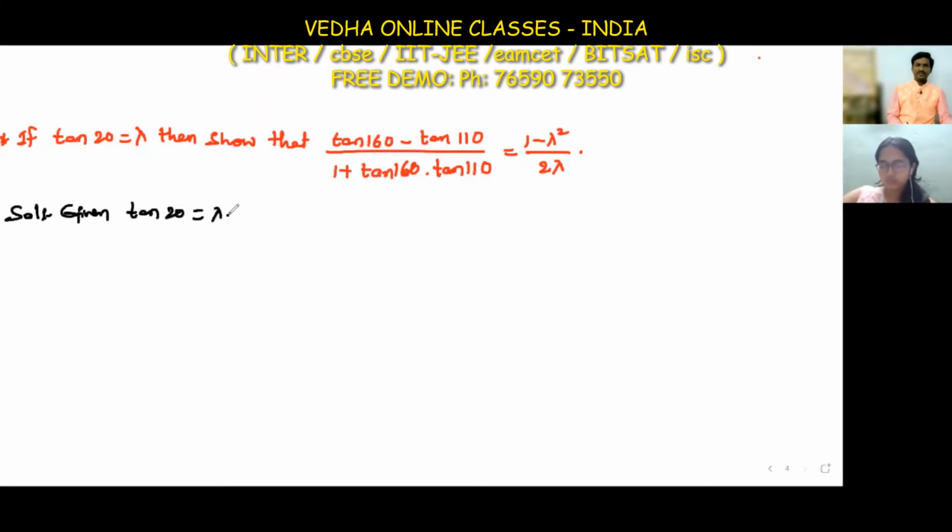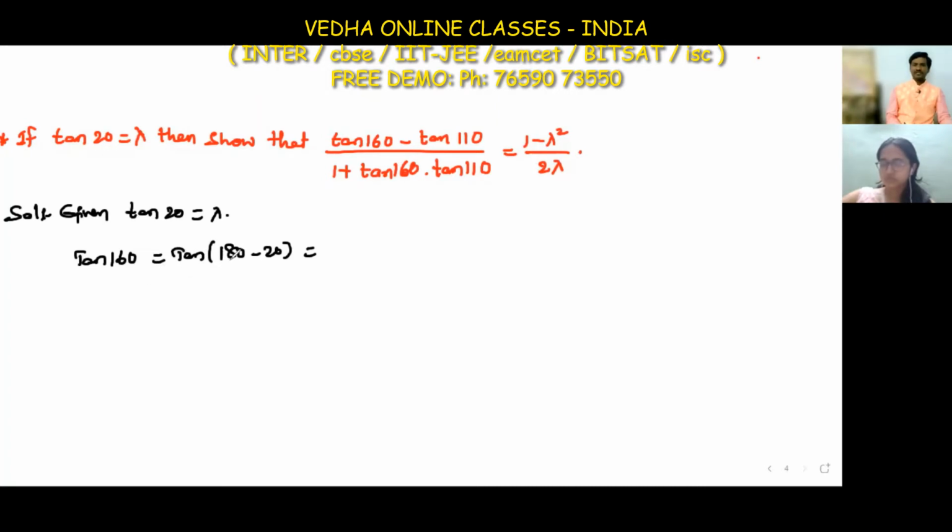Tan 20 is equal to lambda. This is given. So the values tan 160, tan 110, based on possibility, we convert into tan 20. Okay, so tan 160, for example. How can we write the tan 160? Can we write it as 180 minus 20?